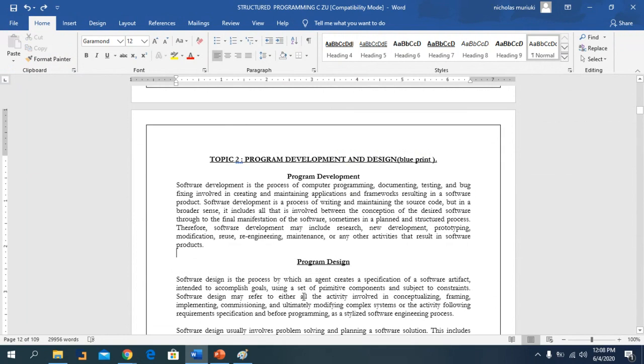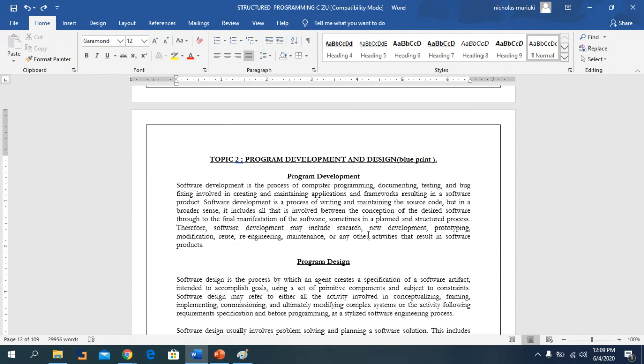Design is a process by which an agent creates a specification of software artifacts. Like now, just look at a person who is building a house. Before you build a house, you require an architect. So an architect always comes up with an architecture. And this blueprint is a presentation of how the building will look like. So whoever is building the house will follow the specifications that have already been created by the architect.